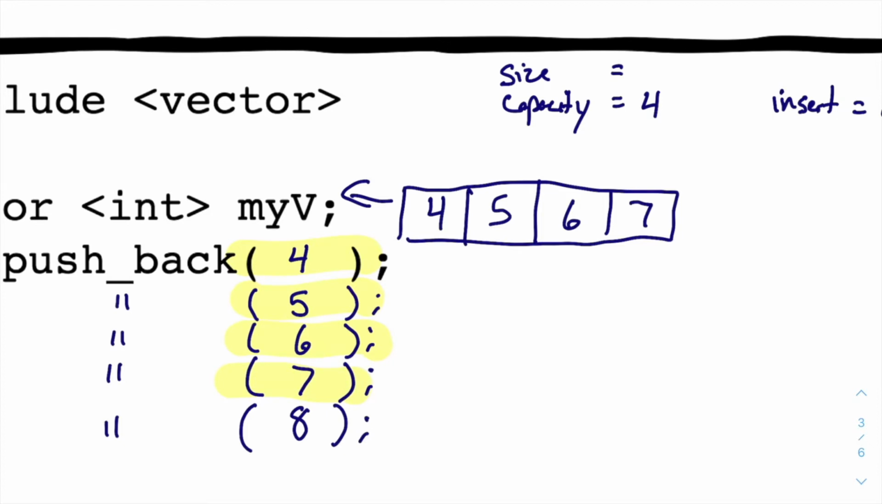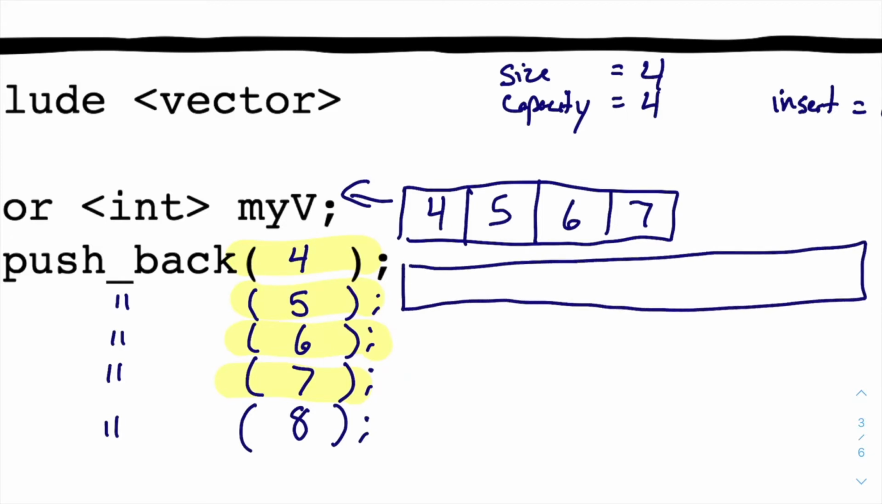Our next operation, we now update so our size equals our capacity. So our next input is the int value of 8. The first thing we have to do is create a new array. Make it of size 8.